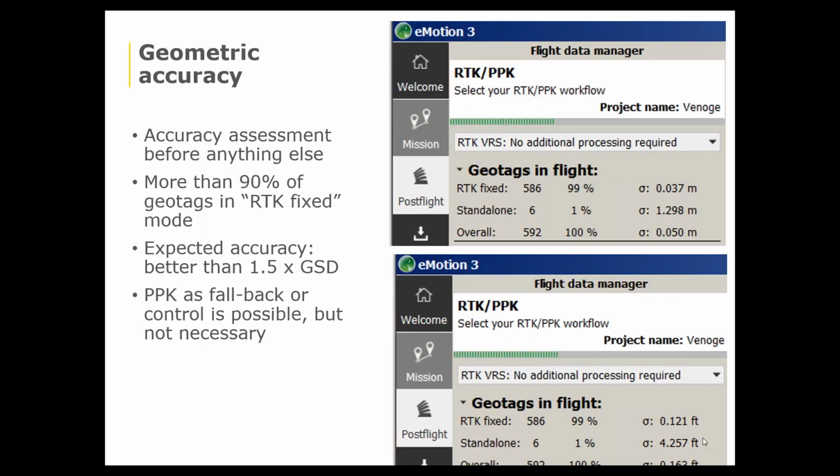I mean, we have plenty of accurate images, and we are right in the specification, as we say, between 1 and 2 times the GSD. Remember, the GSD is 2.8 centimeters. We are right there with 3.7 centimeters. And again, PPK would have been possible if necessary, but it wasn't the case here. So now it's really the time to pass over and process this data.